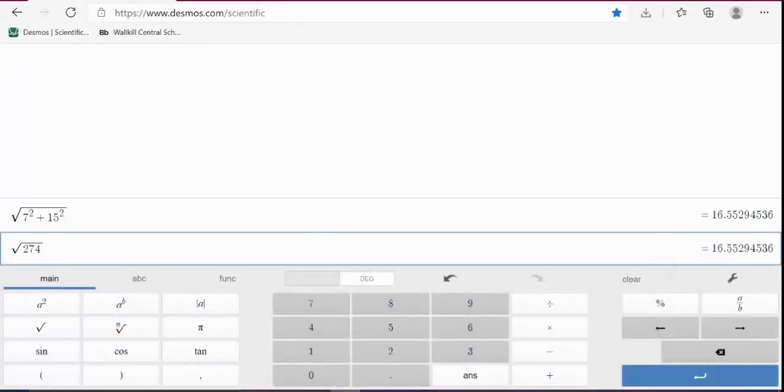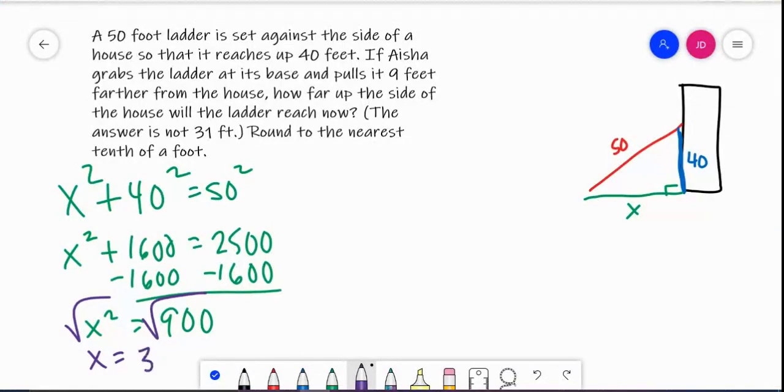Square root of 900 is 30. Yep. So we know this is 30.